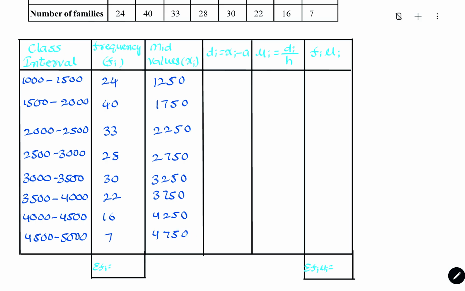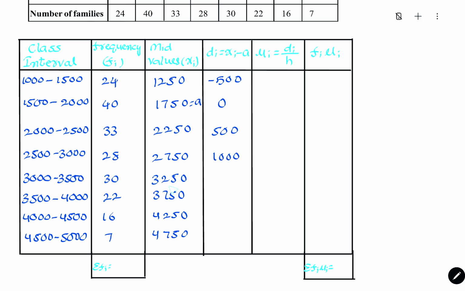Now we will find di is equal to xi minus a. Here we can assume any mid value as a. Here I assume 1750 is equal to a. Here 1250 minus 1750 is minus 500. Here 1750 minus 1750 is 0. Here 2250 minus 1750 is 500. Here 2750 minus 1750 is 1000.